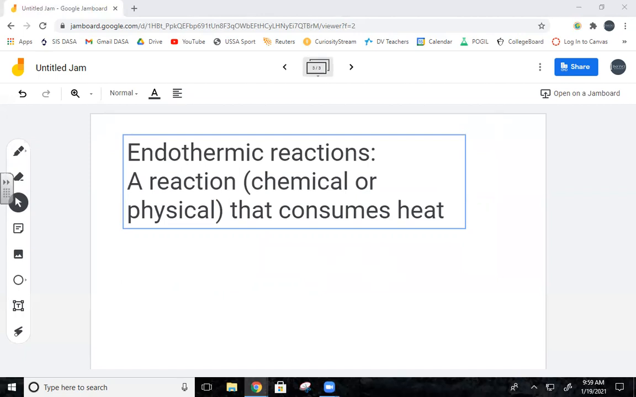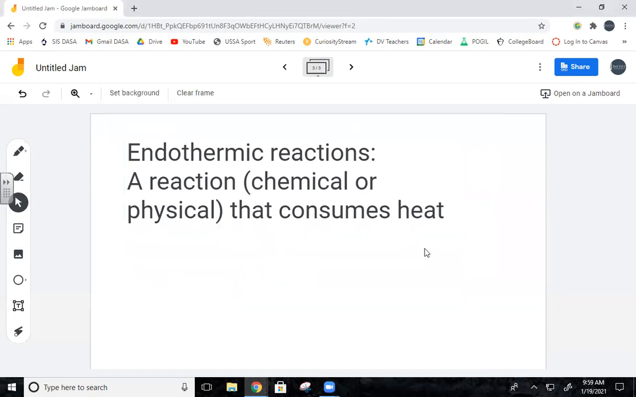And these different reactions can consume heat in a way that the heat is not a product, but rather a reactant, okay?